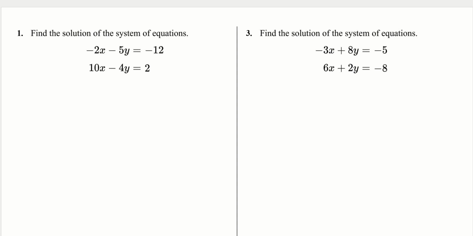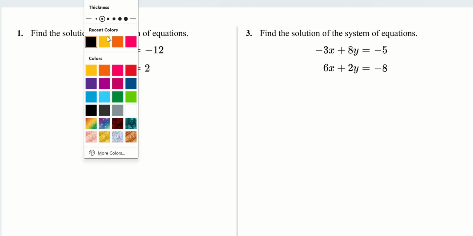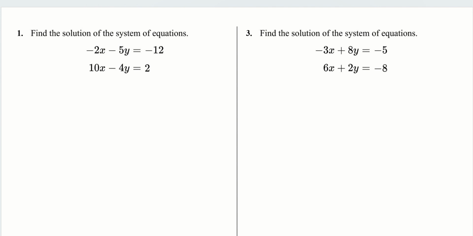I'm going to do one of each type of problem. So here we're finding the solution to a system of equations. It doesn't tell me what method to use. Remember, we used elimination and substitution to algebraically solve these. Just looking at this, I'm going to say elimination is going to be the best route because I can't easily solve for one of the variables.